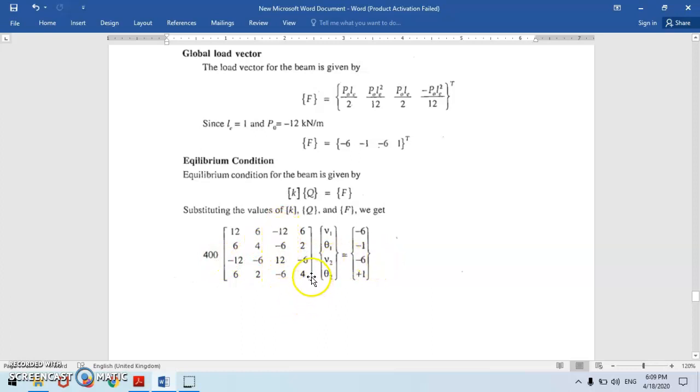So what is left? Only 4 into theta 2 is equal to 1 is left out. Clear? 1, 2, 3 are eliminated, nothing but 3 rows, 3 columns: first row, first column, second row, second column, third row, third column. So what is left out is 4 into 400 into theta 2 is equal to 1, the equation which is left out now.